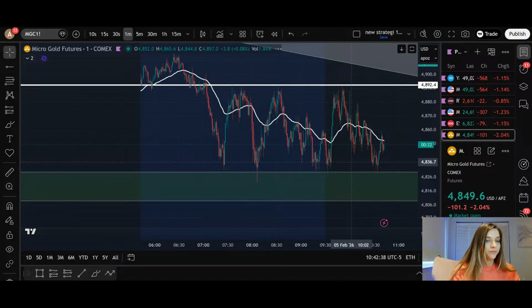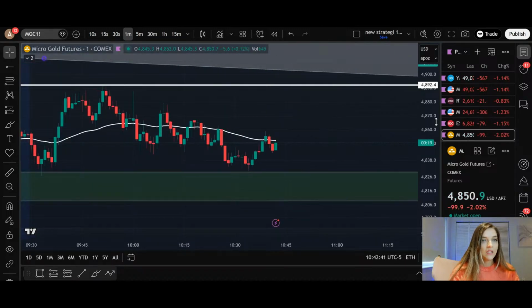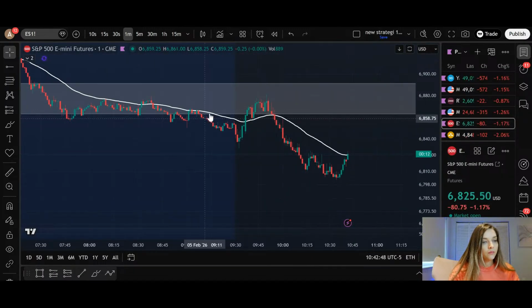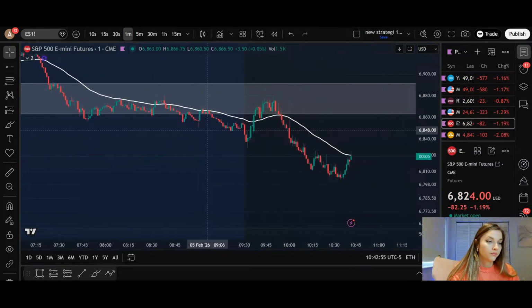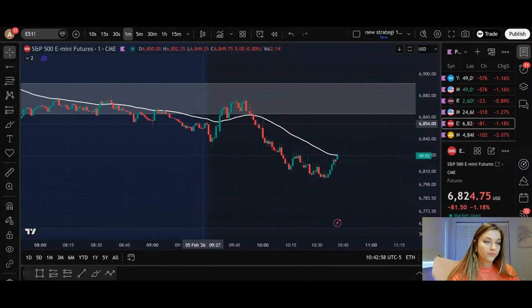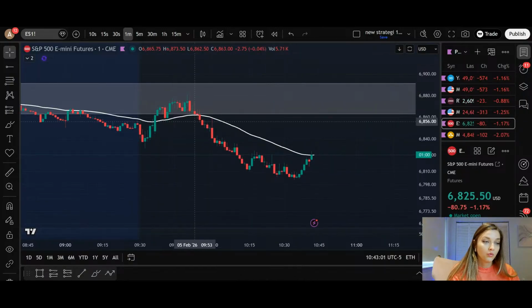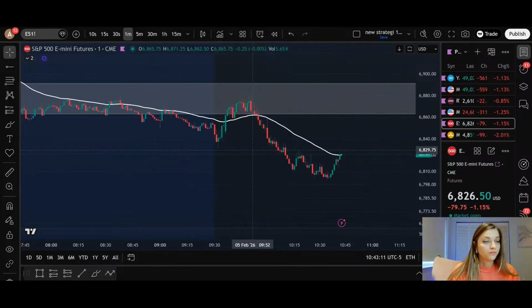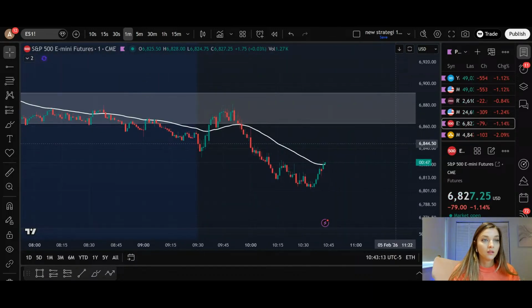Okay, gold. Gold ugly. Ugly gold. Let's see, ES. Also dropped. Break. Dude, ES had a nice entry. I did not see it, but very nice entry on ES. Break of the area, the opening, and then a retest, and also a small retest of the EMA. But yeah, it has a nice entry on ES. I did not see it. So bad.